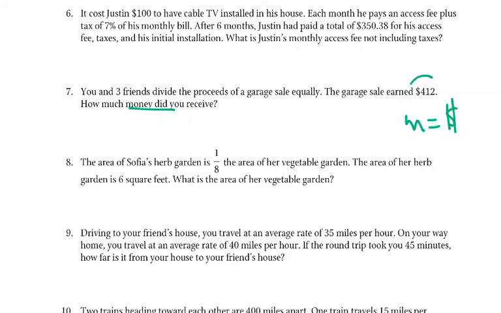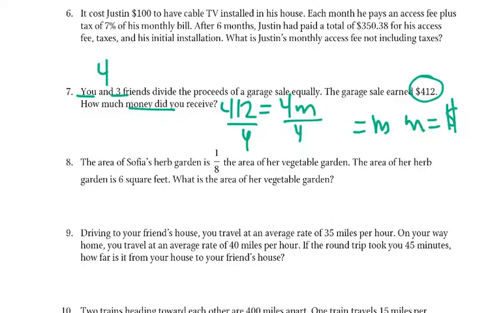Okay, what do we know? We know we earned a total of $412. And we know that it was us and 3 friends, so there was 4 people total. So how much money each of us received times all of us is going to give us that total. So 4 times M. So we divide by 4. And M equals 412 divided by 4. $103 each. Not too shabby. Per friend.